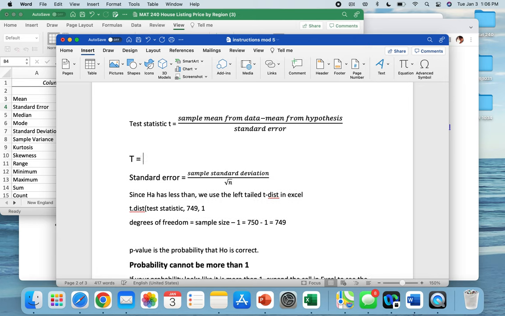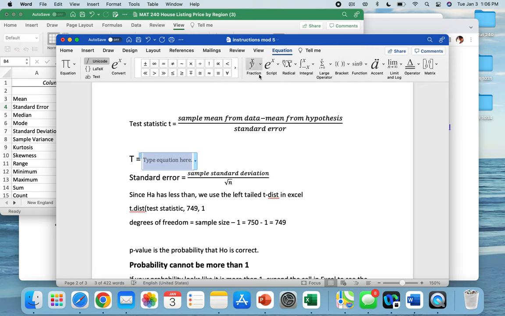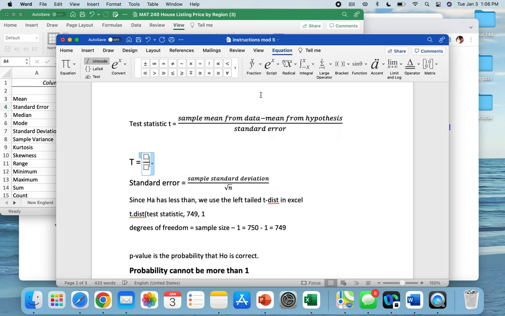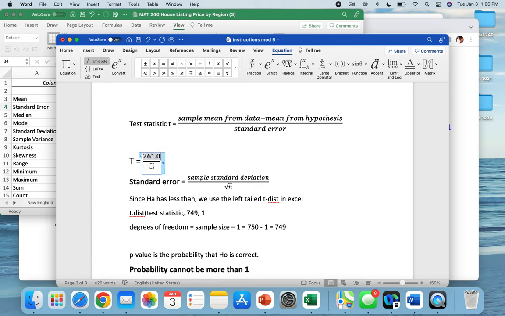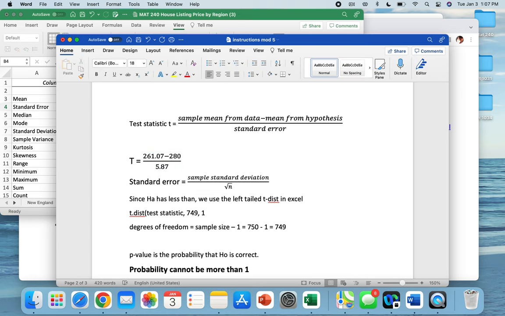So T equals, and to type a fraction, you use equation. All right, so 261.07 is my sample mean. The hypothesis is that it's 280. And my standard error was 5.87. Your sample mean and your standard error will be different. So let's do that: 261.07 minus 280.